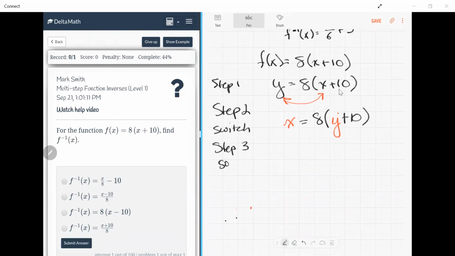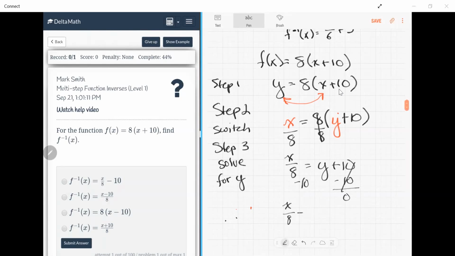All right, so I'm going to call it solve for y this time. Well, it's not really a solution. Okay. All right, so the first thing we're going to do is divide by 8. So we divide both these by 8, and now it says x over 8 equals y plus 10, because 8 over 8 is 1, so that went away. And now I just subtract 10 from both sides, so that becomes a 0. And I subtract 10 over here, so I get x over 8 minus 10 equals y.